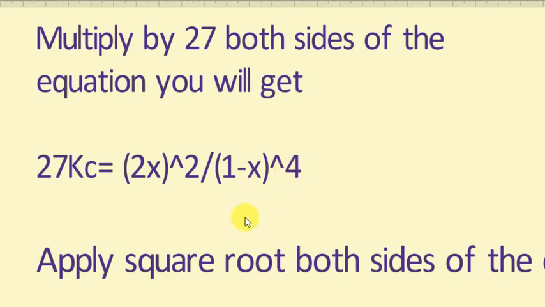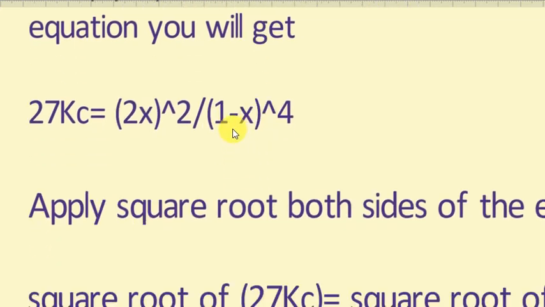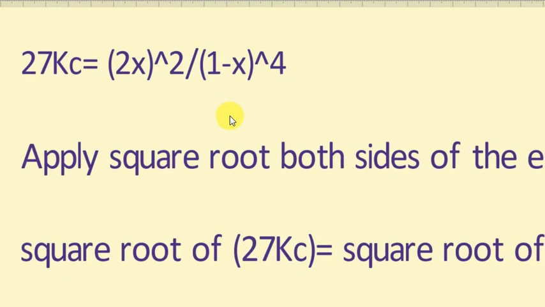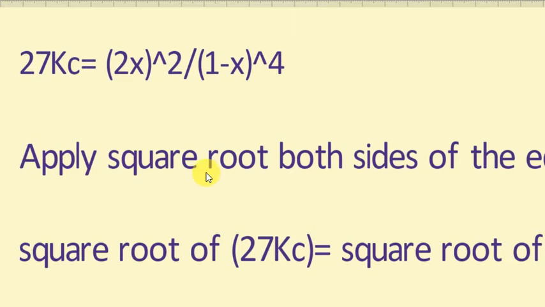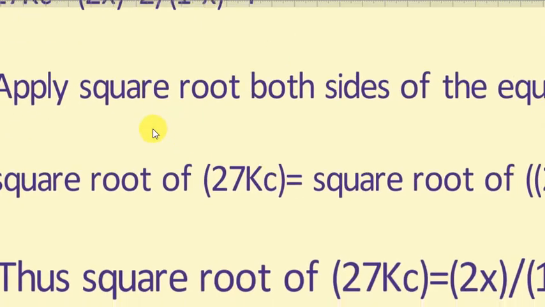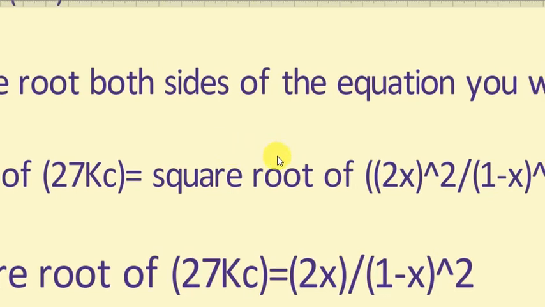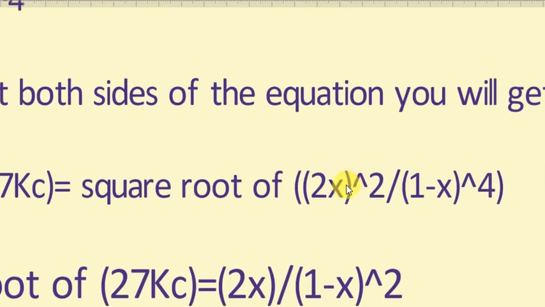Now apply square root to both sides of the equation. If you apply square root to both sides of the equation, on this side you will get the square root of what? 27. But on this side you will get the square root of this thing, which is 2x squared divided by 1 minus x power 4.